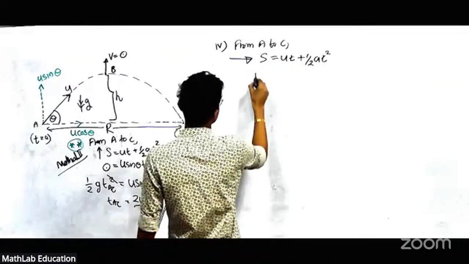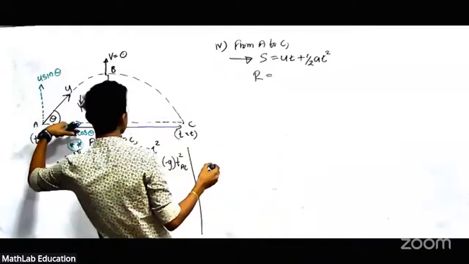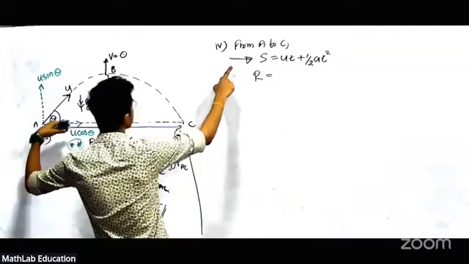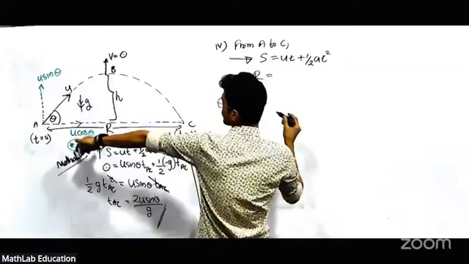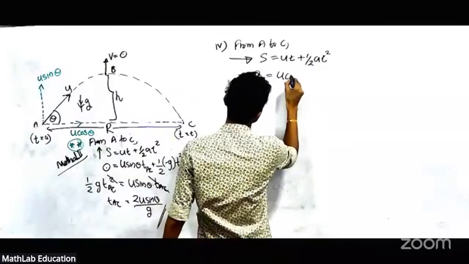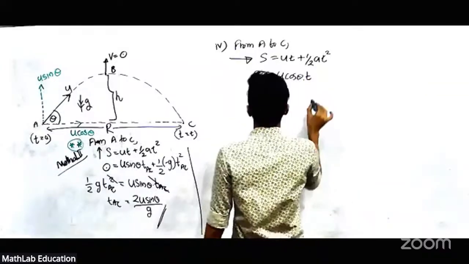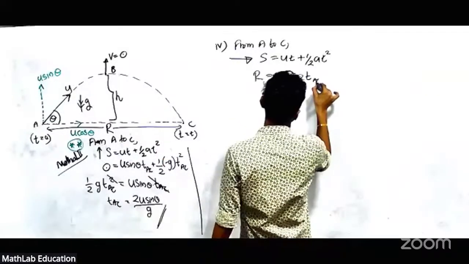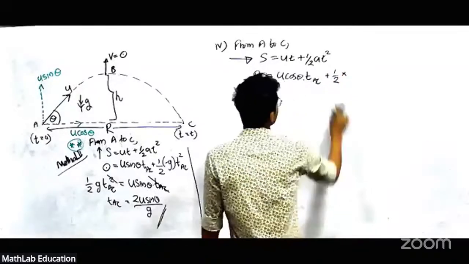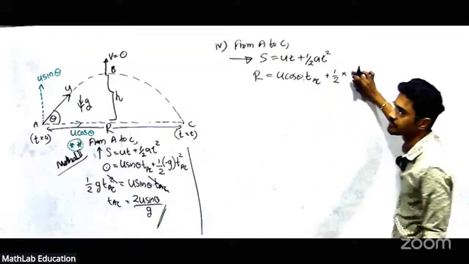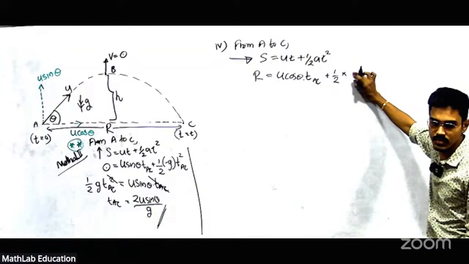S from A to C is R, the range, and u is u cos theta, because I'm using the equation horizontally. The initial horizontal component at A is not u, it is u cos theta. Then u cos theta t, and t is the time taken from A to C, T_AC, plus half a t squared. What about a? Plus g or minus g?